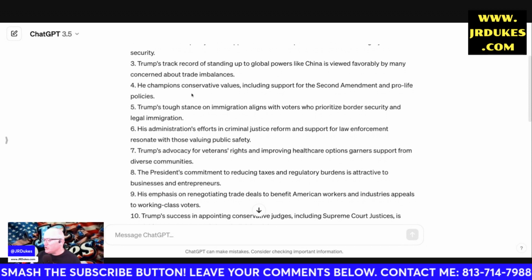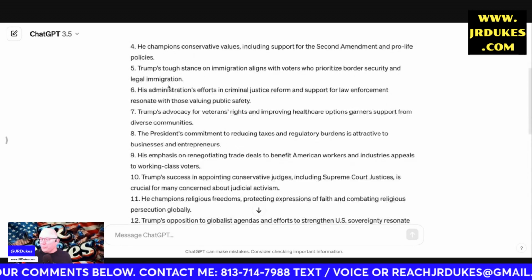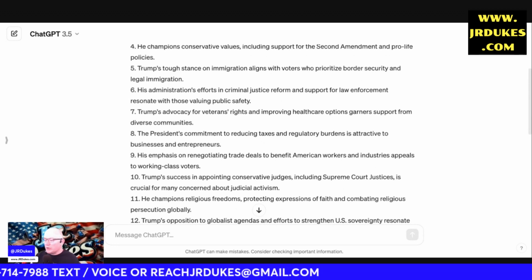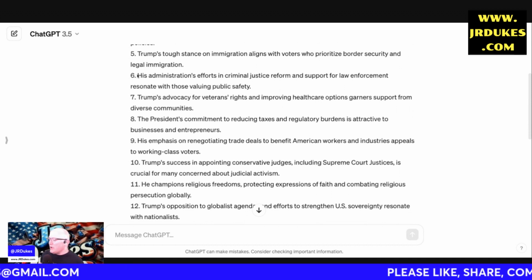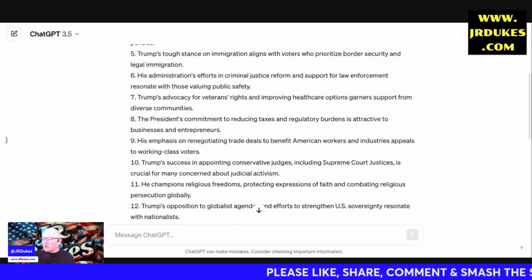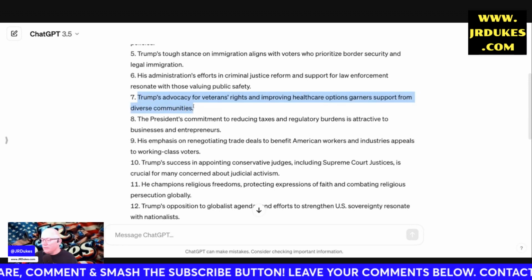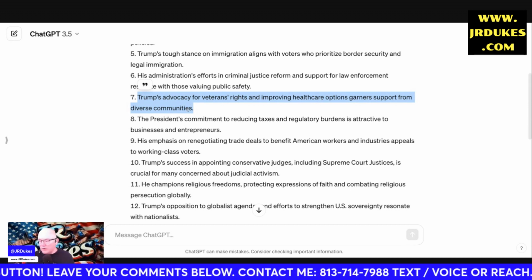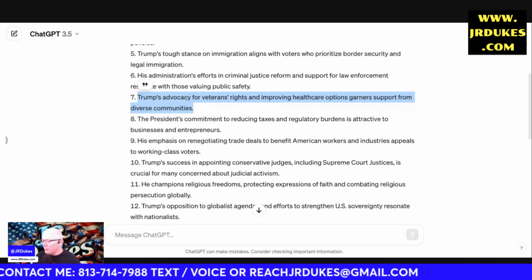All right, number four, he champions conservative values, including support for the Second Amendment and pro-life policies. Number five, Trump's stance on immigration aligns with voters who prioritize border security and legal immigration. It says on number six, his administration's efforts in criminal justice reform and support for law enforcement resonate with those valuing public safety. Very true. We've seen a lot of that in the news pertaining to defunding the police, not defunding the police. And of course, President Donald Trump is a strong advocate for police protection, and supporting our men and women in blue.